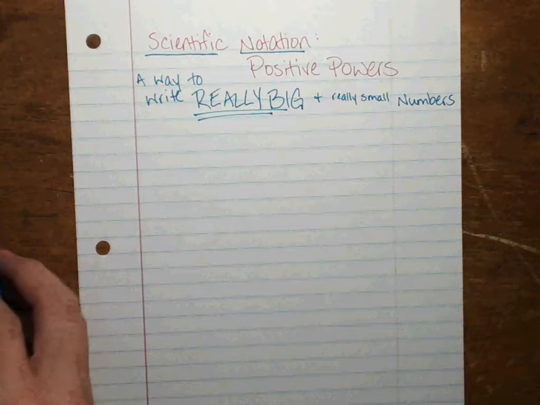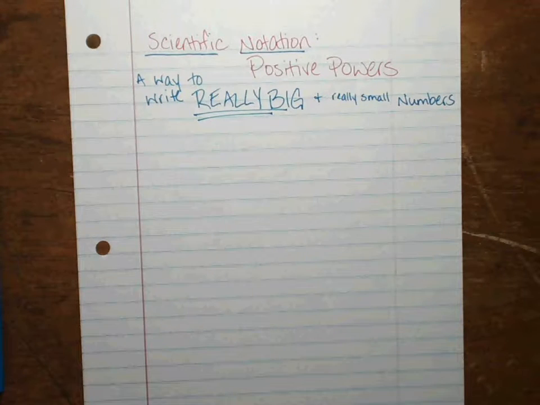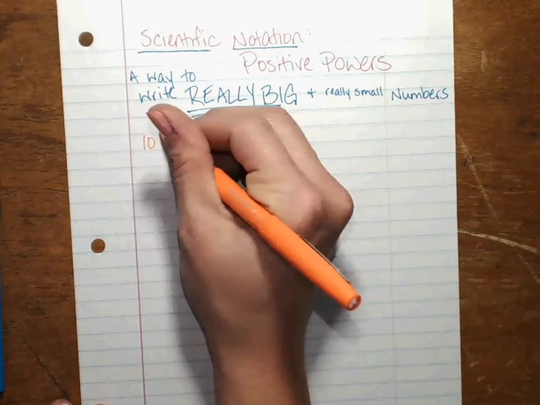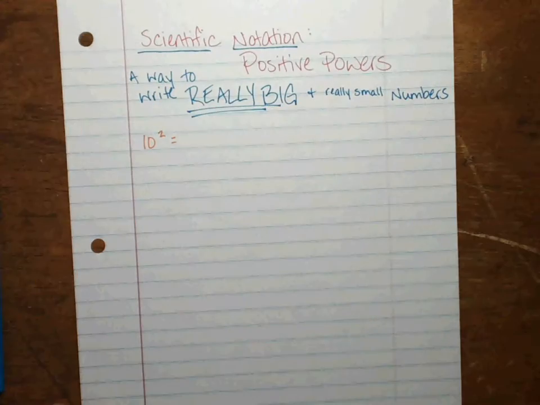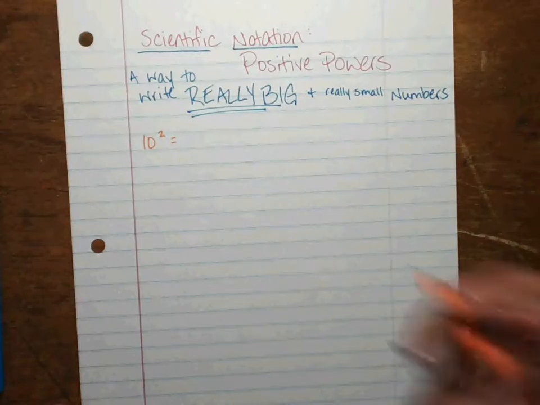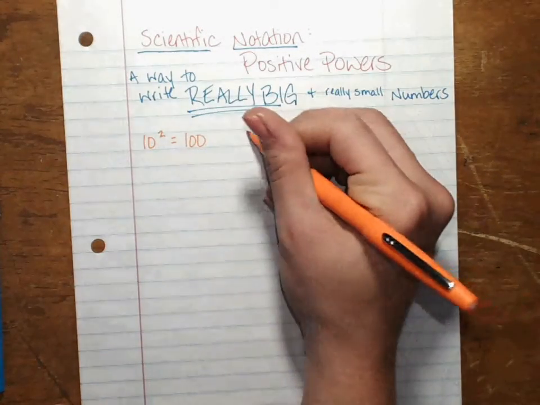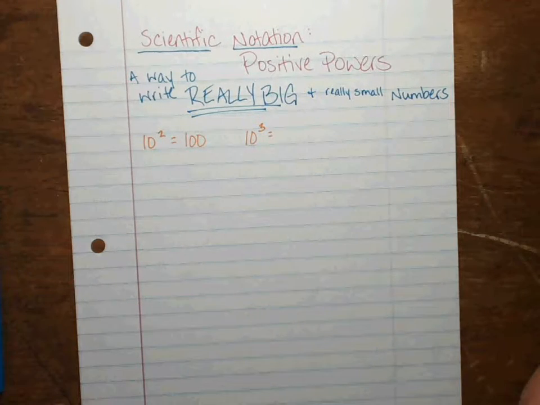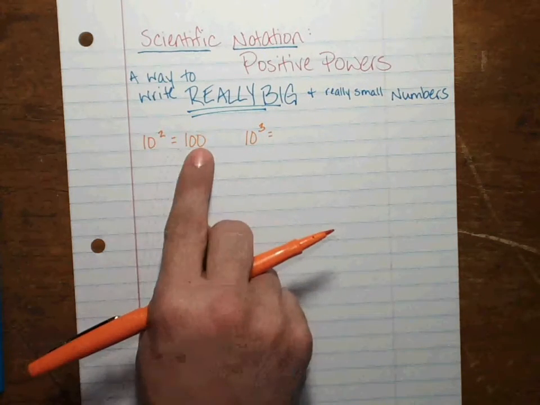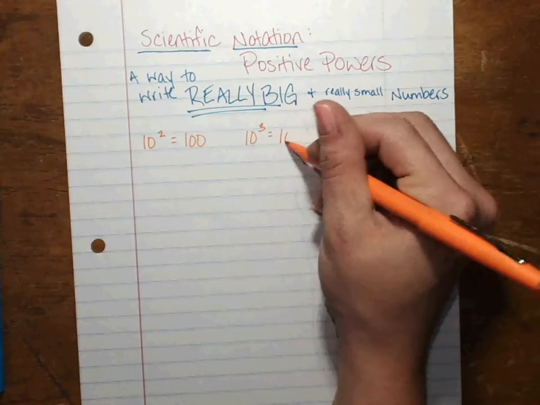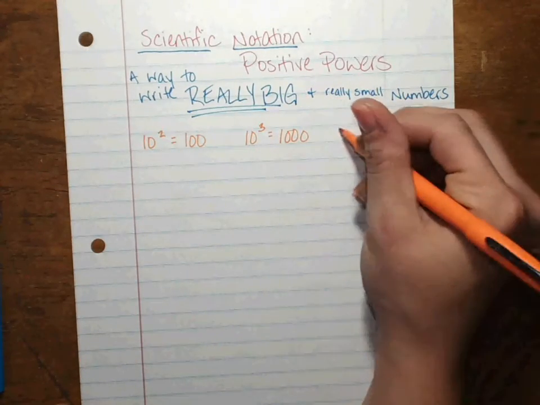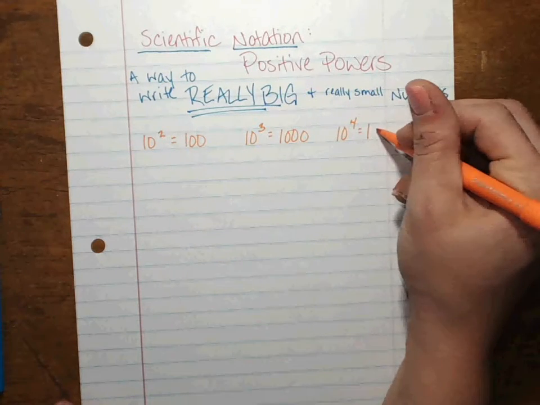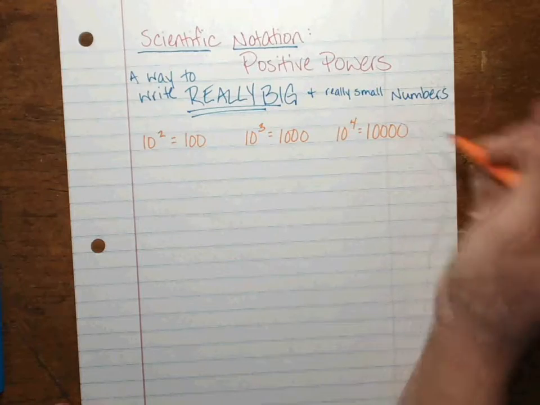So, to start us off, we have been dealing with powers of 10 on the warm-ups every day. 10 to the second power is 100. 10 to the third power is 1,000, because it has 3 zeros. 10 to the fourth would have how many zeros? 4 zeros.